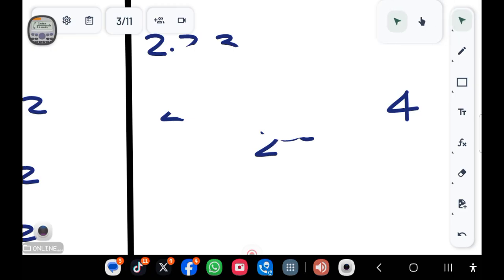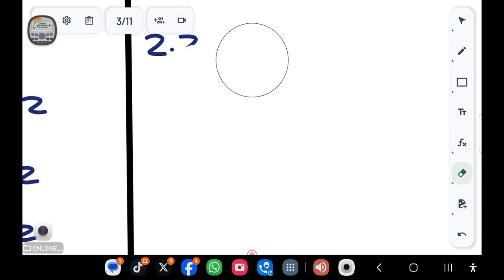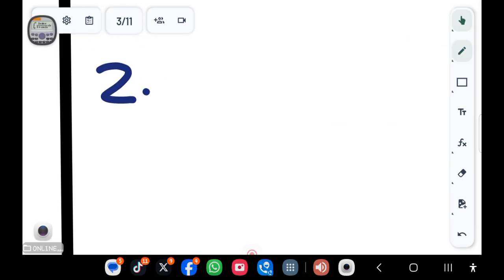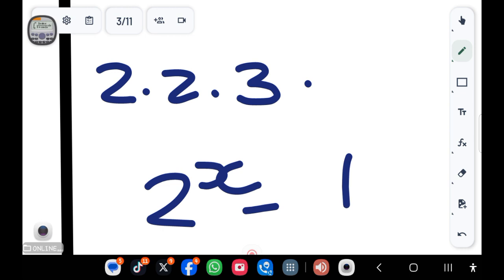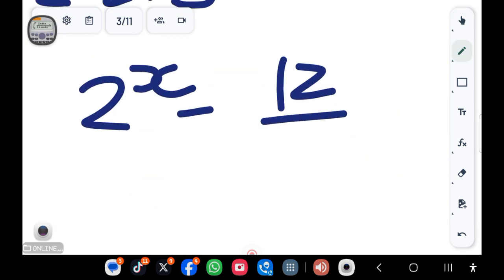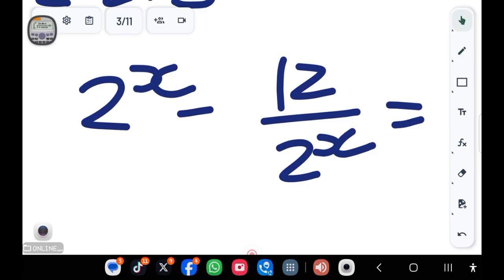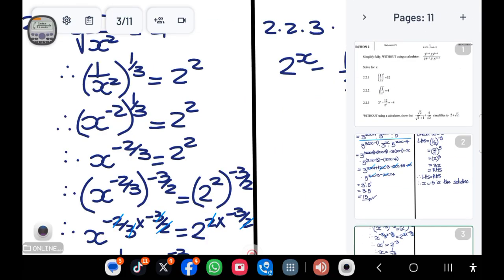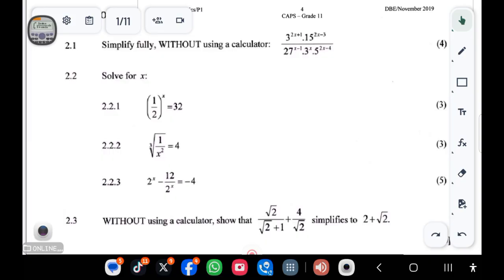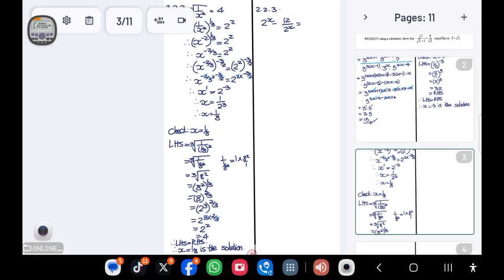Okay, let's get the question done. Sorry about that. 2.2.3. That was 2 to the power of x minus 12 over 2 to the power of x equals, just want to double check, that is equal to negative 4. Okay, let's go back. Equals negative 4.